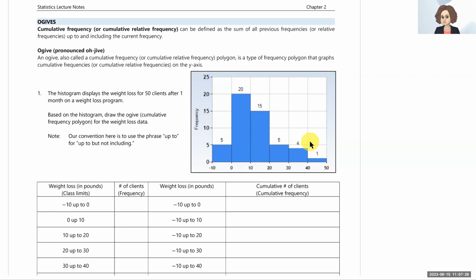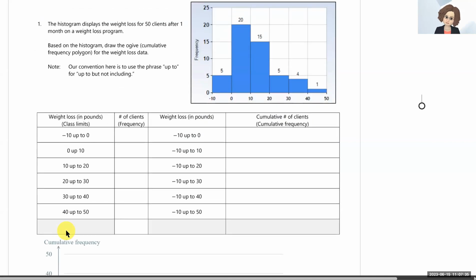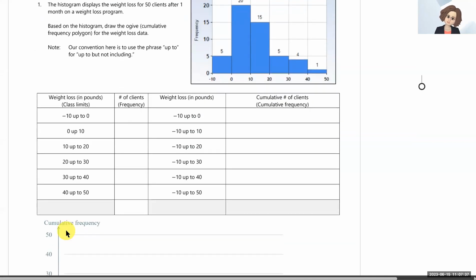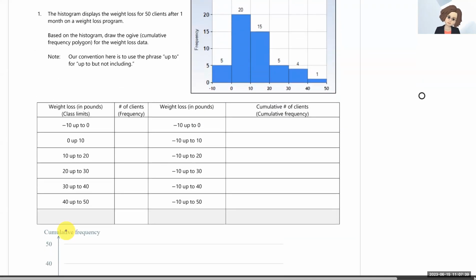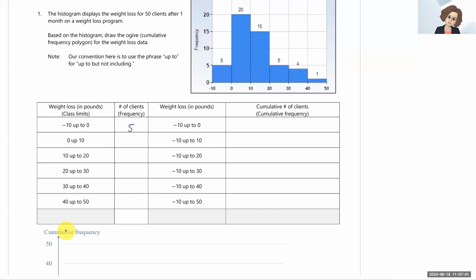So what I'm going to do first is just put those frequencies into the table here, and then we can talk about ogives in a moment. So let me just first put down our 5 people in that first class, and then 20 people, 15, 5, 4, and 1. If I were to add those frequencies together, we should get 50 because they said we had 50 people, 50 clients that tried out the program.